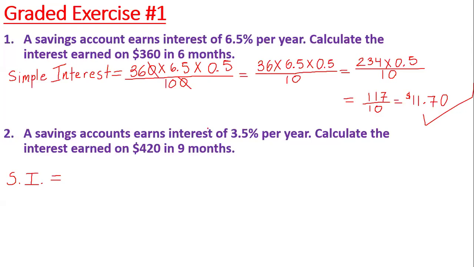All right. So what's the principal in this case? 420, multiplied by what? 3.5, which is the rate, right? Multiplied by what? Here is the thing. We have 9 months. Do you remember what I told y'all to do for 9 months? Yes, sir. 0.75. Very good. So 9 months is going to be 0.75.